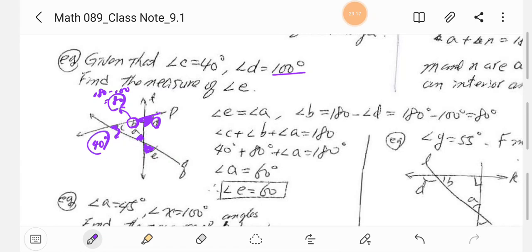So angle A will be what? The sum of angle A and then 40 and 80 will be 180. So this is 120. So A plus 120 is 180. So A is equal to 180 minus 120 each side. Then A will be 60, right? So we found angle A, and angle A is same as angle E. So angle E will be same as 60. Make sense?